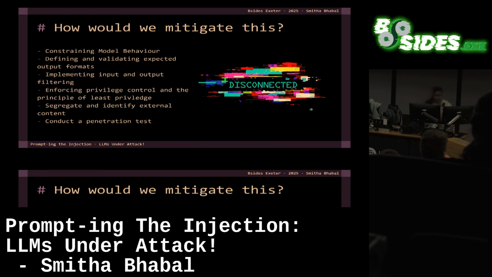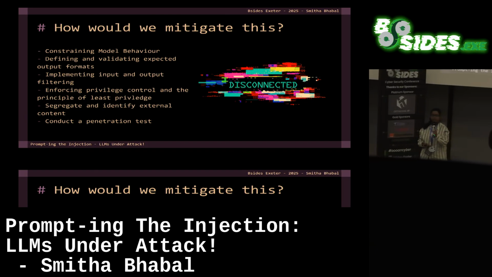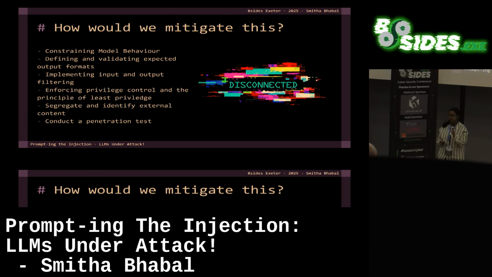There we go. So how would we mitigate against this? To mitigate against prompt injection attacks, you can constrain the model behavior, define and validate the outputs, and implement filtering which would filter the outputs, and then enforce the principle of least privilege on the actual container and segregate all the information from getting through using containers, and also conduct a penetration test. That always helps.